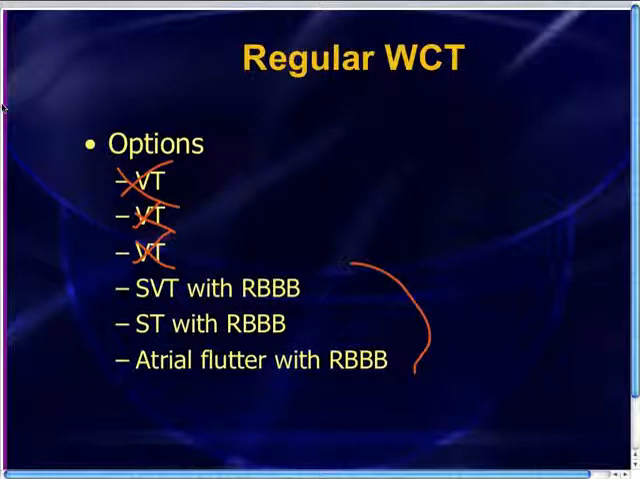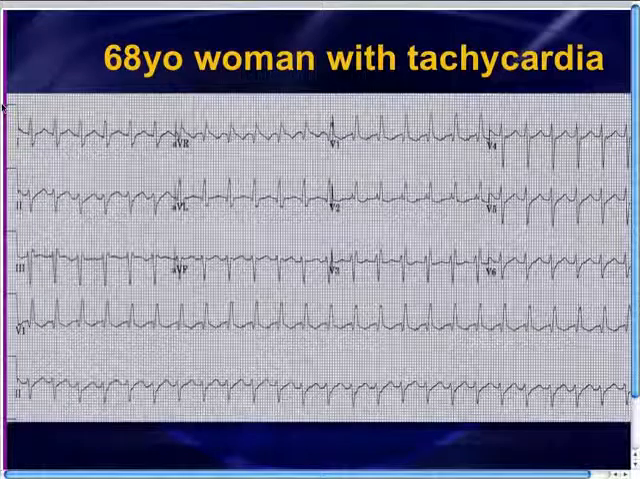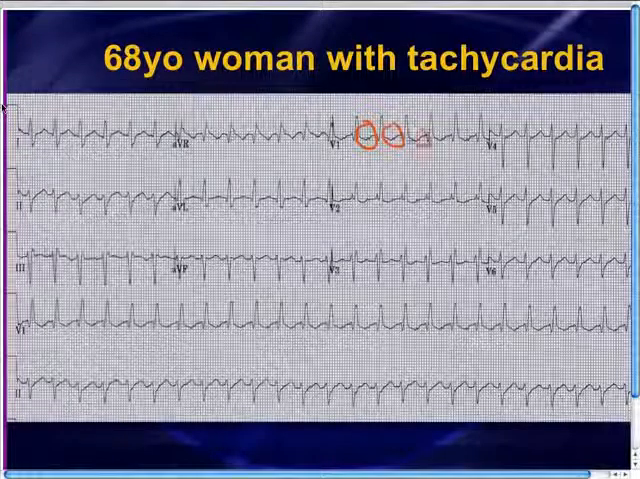So the next question is, is this SVT? Is this sinus tachycardia? Or is this atrial flutter? Well, we'll take another look at that QRS complex, the tachycardia, and we already talked about the fact that there's little P waves that are kind of halfway between the QRS complexes.